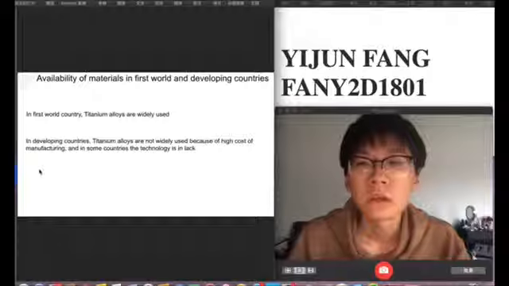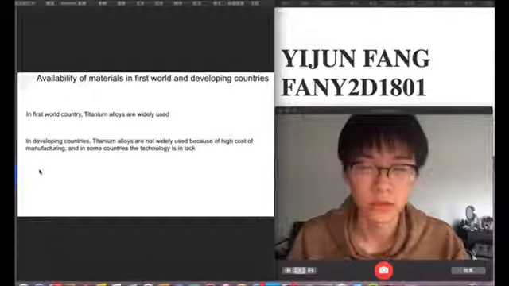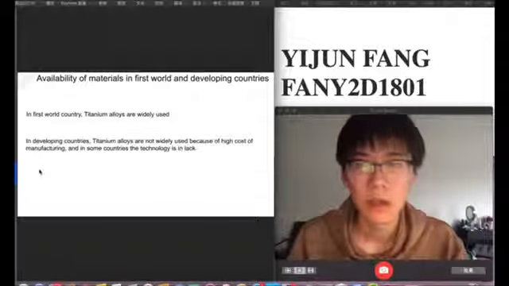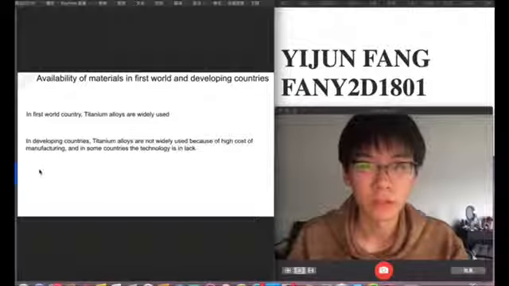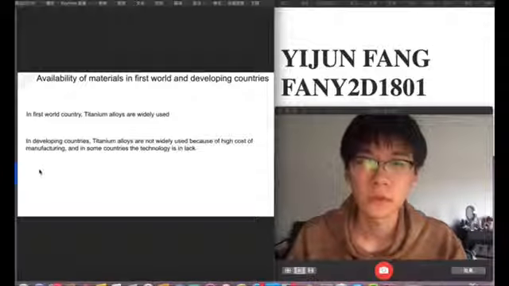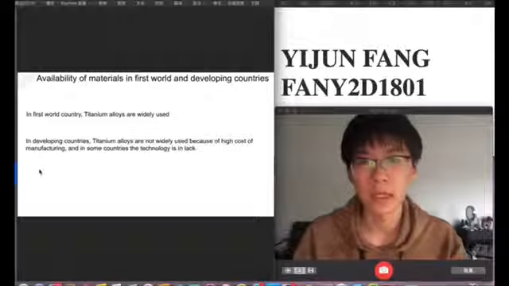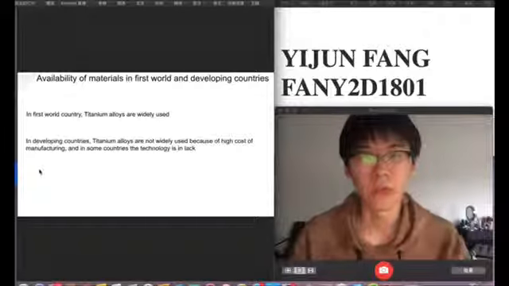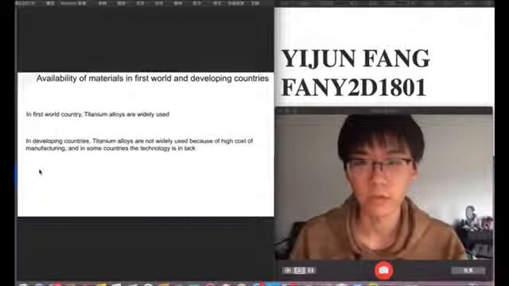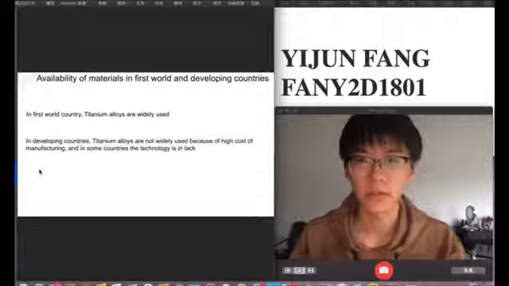So, in first world countries, titanium alloys are widely used, especially in factories, in cars, bicycles maybe. It is easy to manufacture, but in developing countries, titanium alloys are not widely used because of the high cost of manufacturing. And in some countries, the technology is lacking.